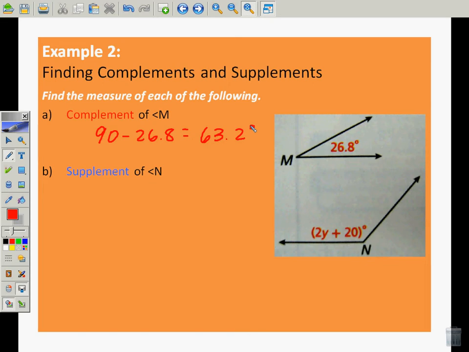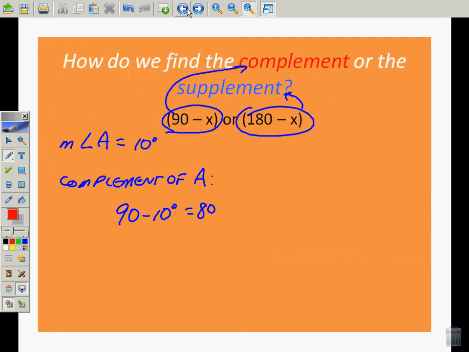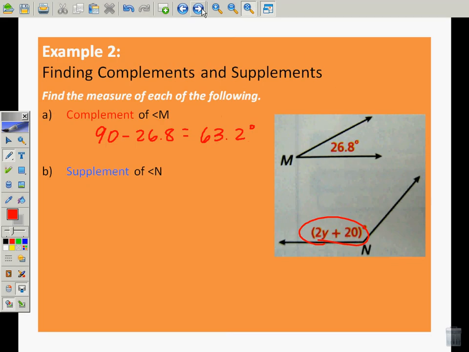The supplement of n. Now, a little bit trickier here because we've got 2y plus 20. But we remember that this is how we find the supplement, 180 minus x. Well, what if x is not an x at all? What if it's not a number at all? What if it's an angle? So the measure of angle n is equal to 2y plus 20.